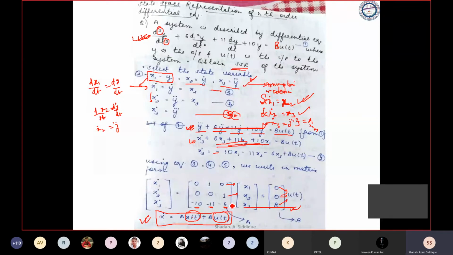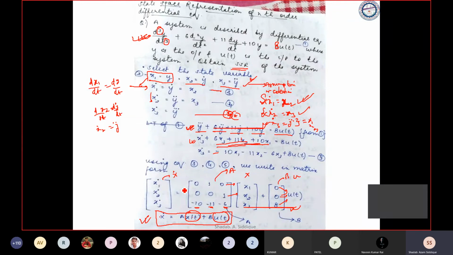Now you can simply say, this is A and this is x, this is B and this is u. And this is basically x dot. So this is the representation, the state equation representation. State equation. I hope this is clear.